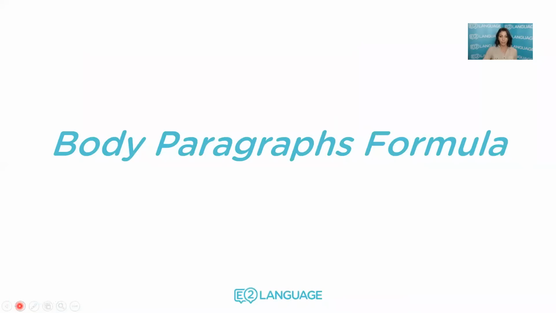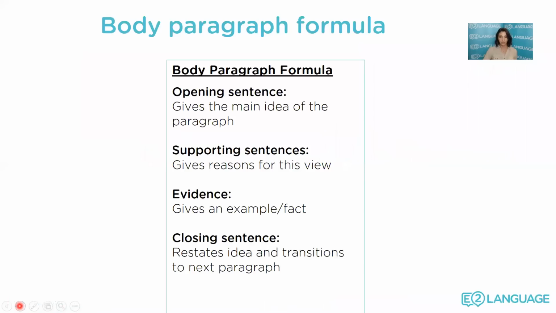So what's the formula then to write a coherent and precise body paragraph? So we always start with an opening sentence, and the opening sentence gives my main idea. For example, infrastructure or lack of infrastructure. I then write 1 to 2 supporting sentences where I give reasons or explain what I mean by lack of infrastructure and how this can negatively affect cities.